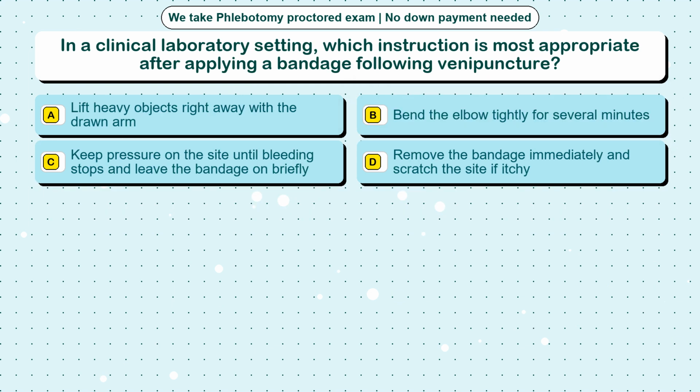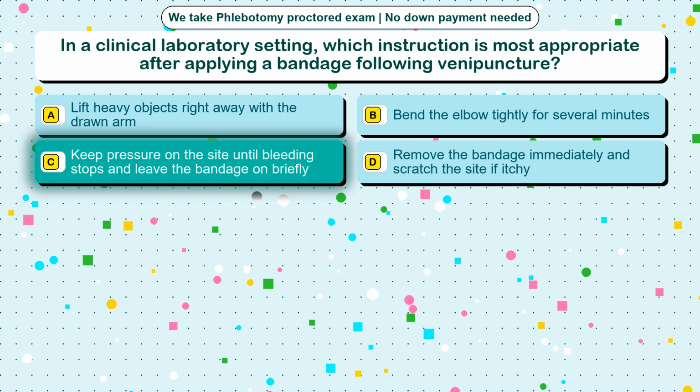Question 50. In a clinical laboratory setting, which instruction is most appropriate after applying a bandage following venipuncture? Option A. Lift heavy objects right away with the drawn arm. Option B. Bend the elbow tightly for several minutes. Option C. Keep pressure on the site until bleeding stops and leave the bandage on briefly. Option D. Remove the bandage immediately and scratch the site if itchy.